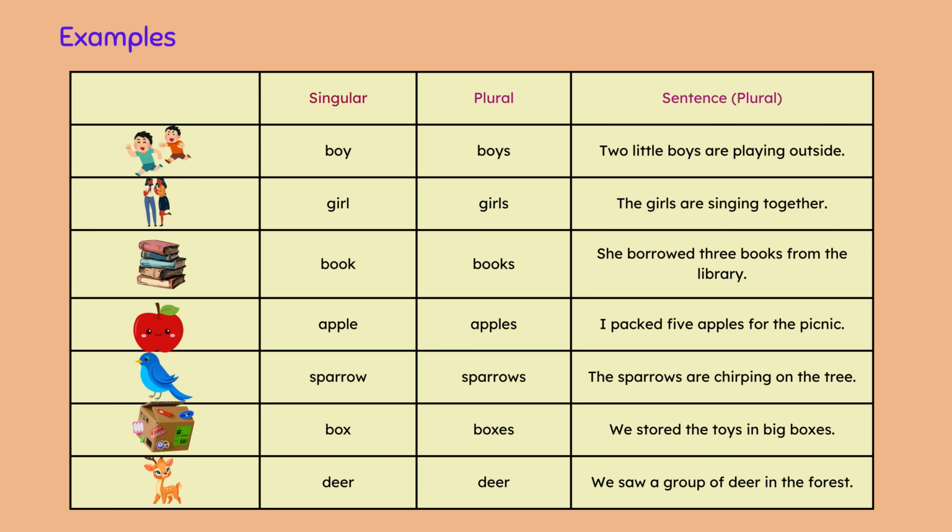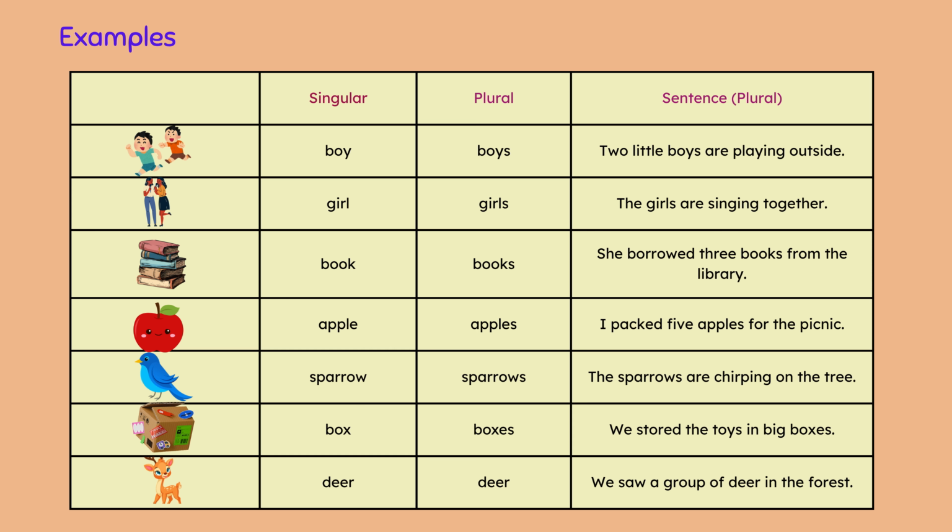The girls are singing together. Girls is the plural formed from the singular noun girl. She borrowed 3 books from the library. Books is the plural, and its singular form is book. I packed 5 apples for the picnic. Apples is the plural form of the word apple.